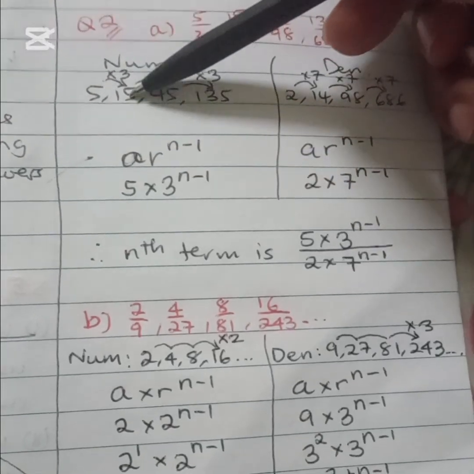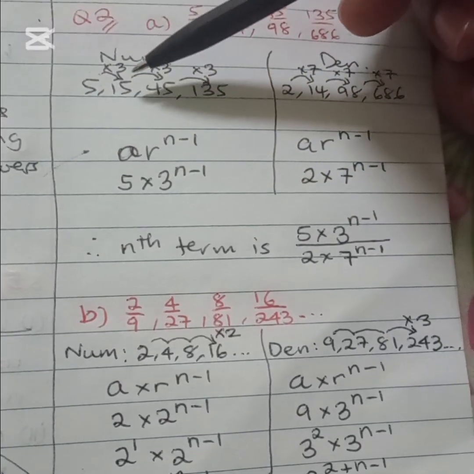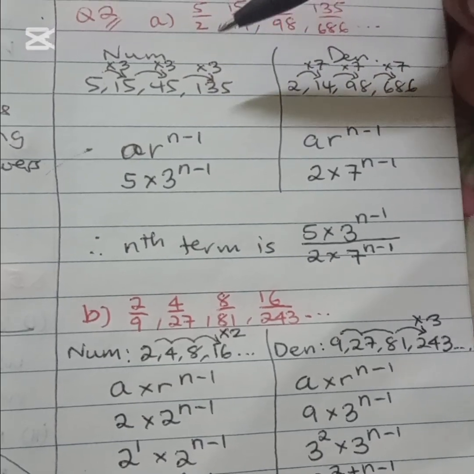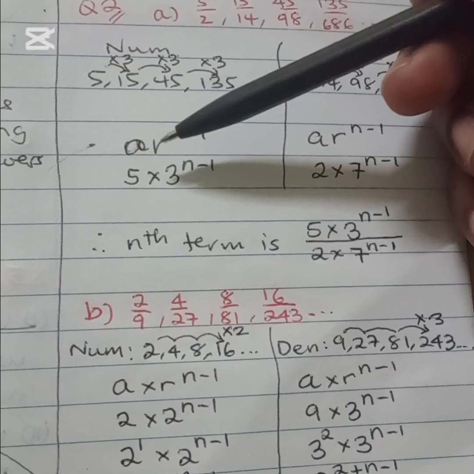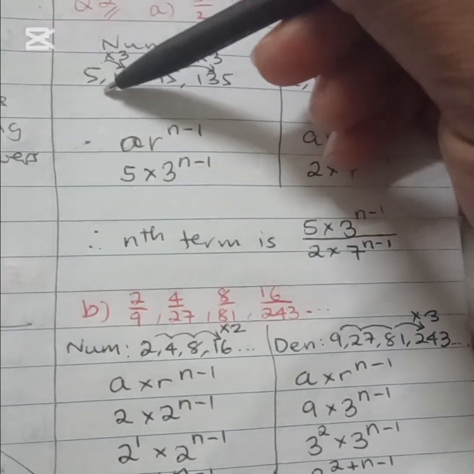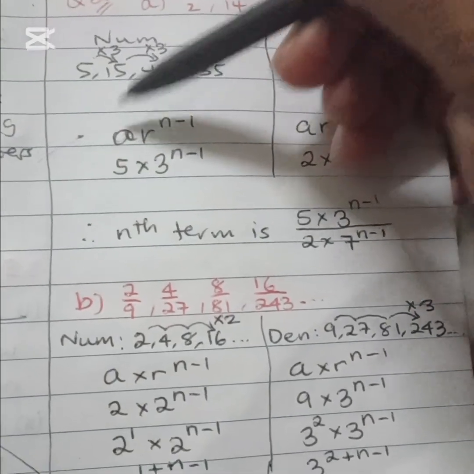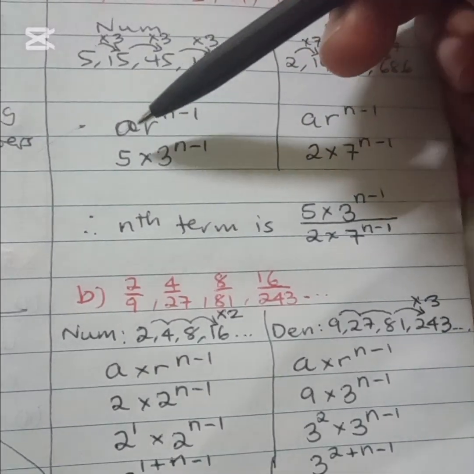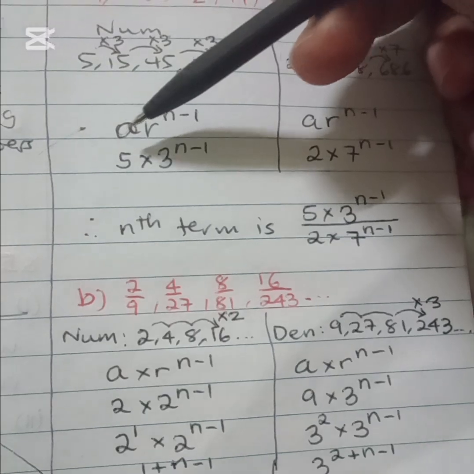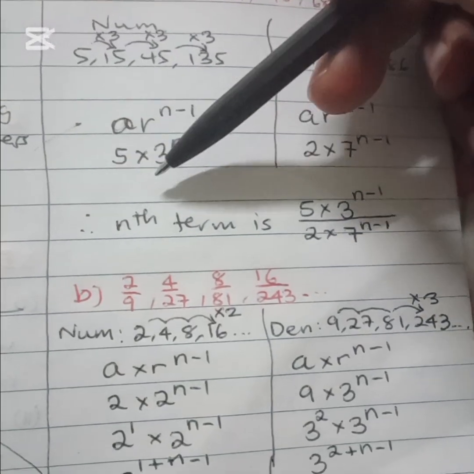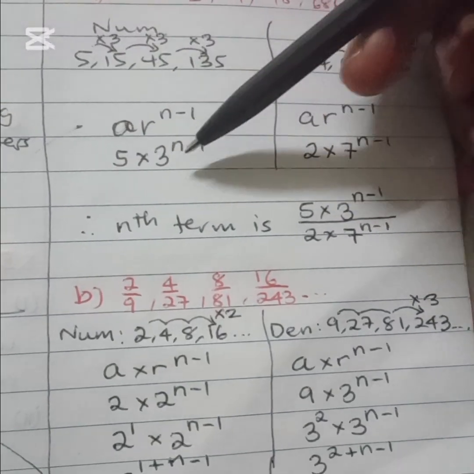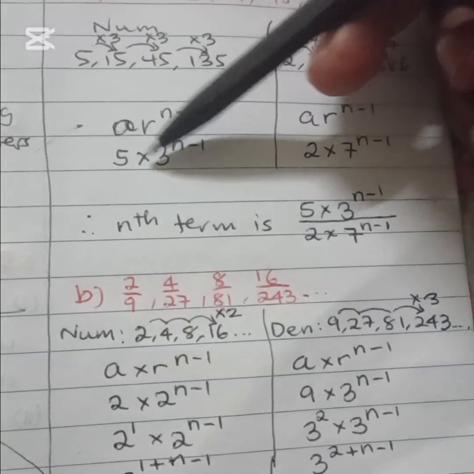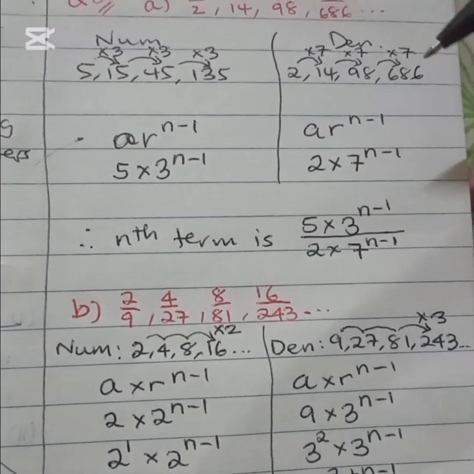See, from 5 to 15 we have multiplied by 3, and from 15 to 45 we multiplied by 3, etc. So substituting the first term and the common multiplier into our general formula for geometric sequences, we have 5 times 3 to the power n minus 1, and this is it. We cannot simplify any further because 5 and 3 are not the same bases.